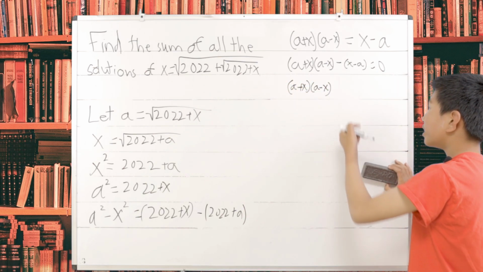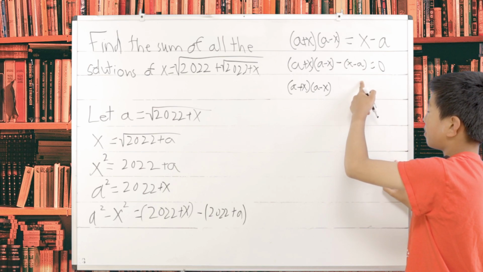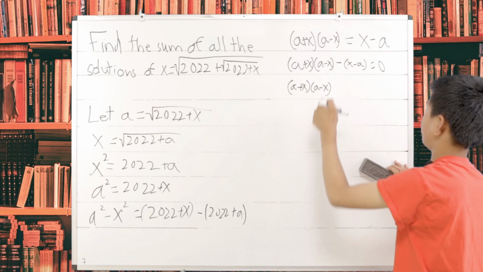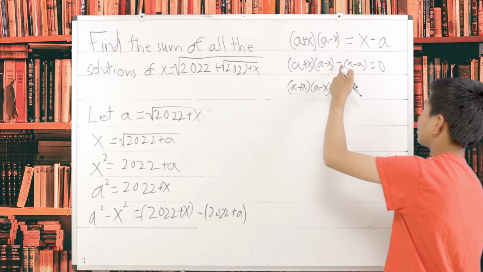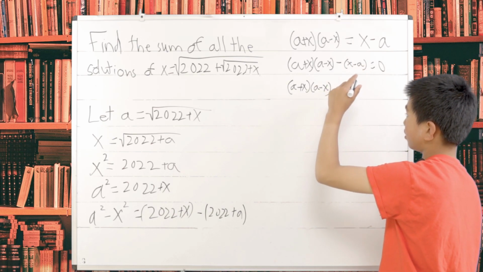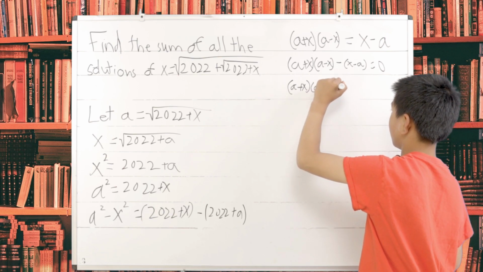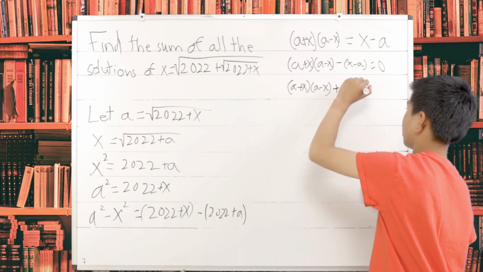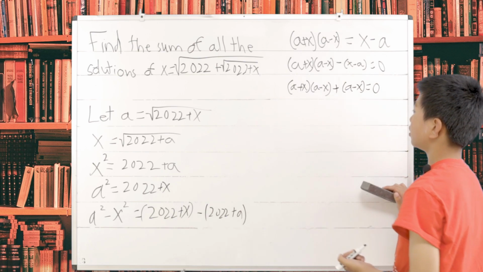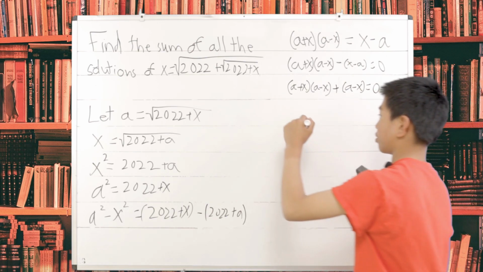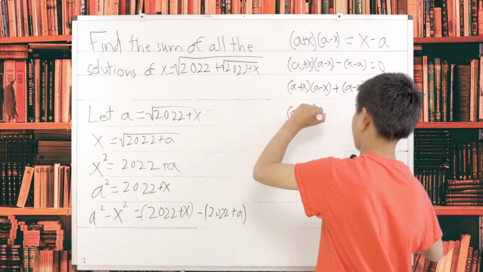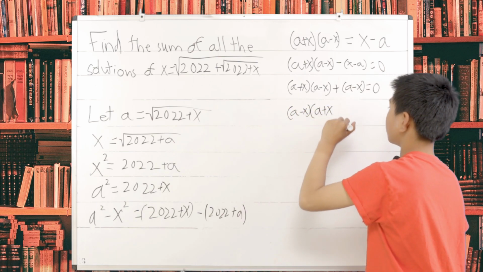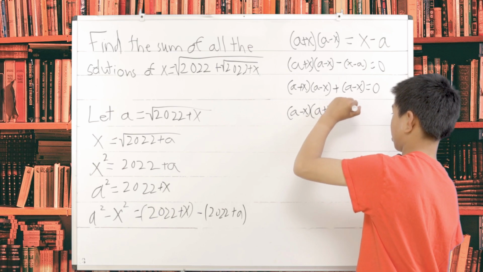So what we need to do to this term is try to make that term one of these two terms. We can turn it into an a minus x by putting this minus into the equation. So it's now plus a minus x, 0. Now we can factor out the a minus x term. So a minus x times a plus x plus 1 is 0.